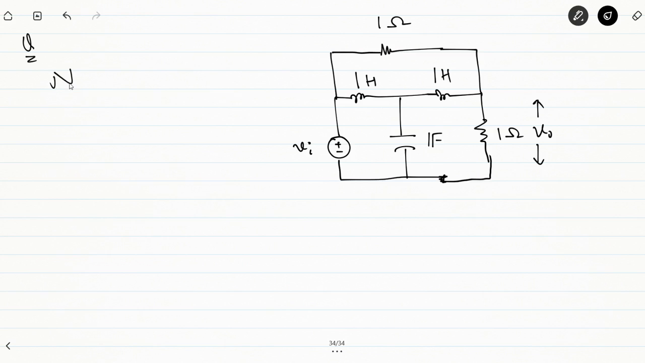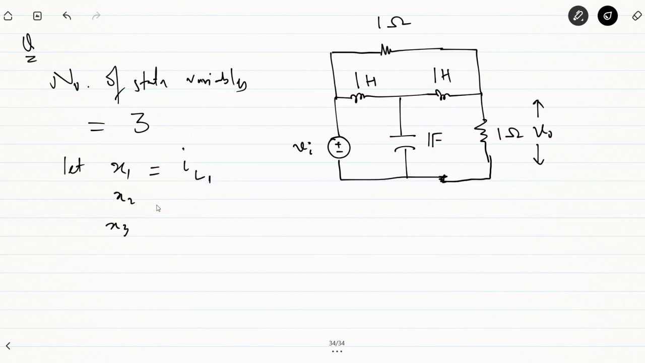Now, how many state variables will there be? First of all, it will be equal to the number of energy storage elements. Here there is one inductor, two inductors and one capacitor. That means the number of state variables will be equal to 3, and let those state variables be x1, x2 and x3, where x1 is the current through inductor L1, x2 is the current through inductor L2, and x3 is the voltage across the capacitor. Fine, let this current be x1, this current be x2, and this voltage be x3.